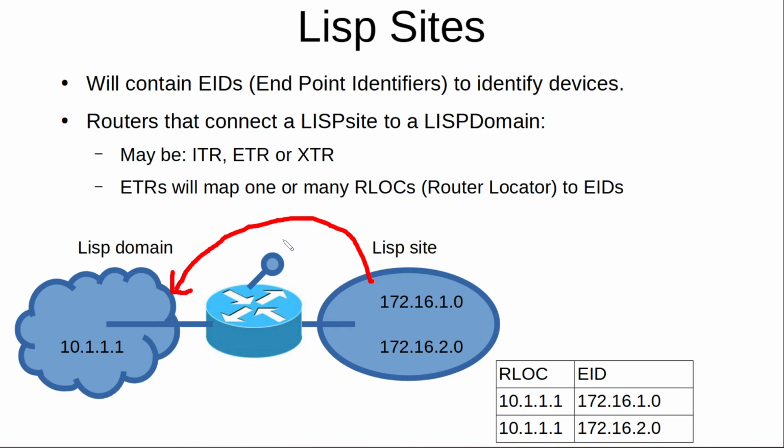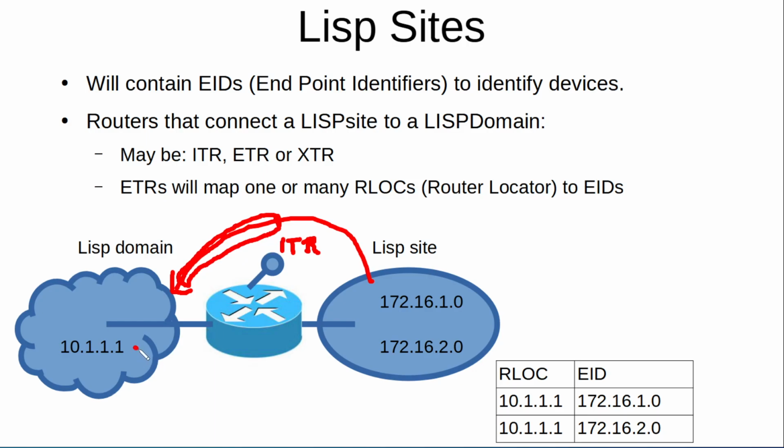So in this example, if you are sending traffic from the Lisp site into the Lisp domain, this router will be behaving as an ITR, or ingress tunneling router. It is ingress because it is injecting traffic into the Lisp domain, and it is tunneling because it will create a tunnel. Remember that Lisp uses tunnels.